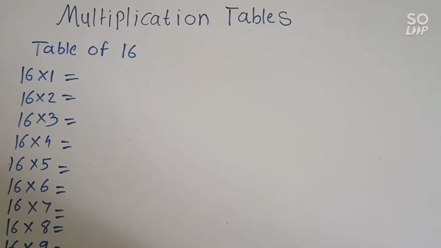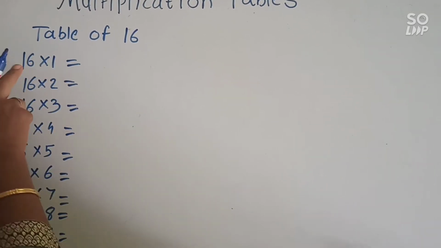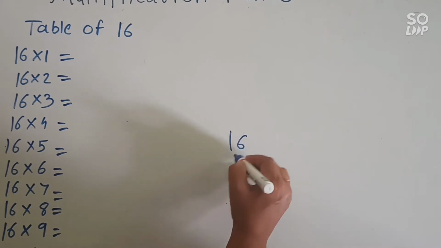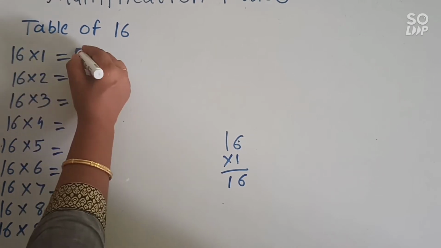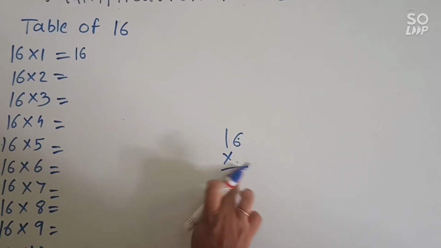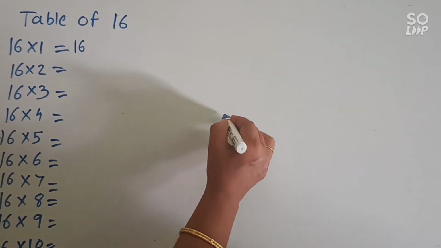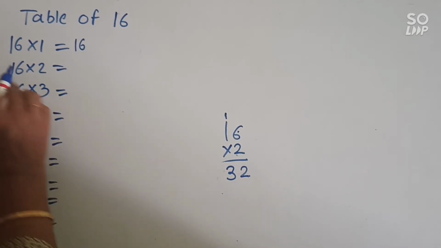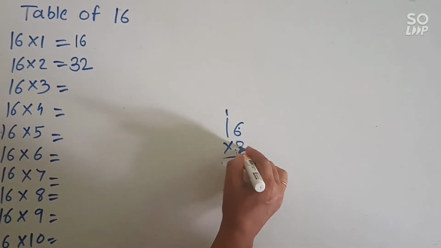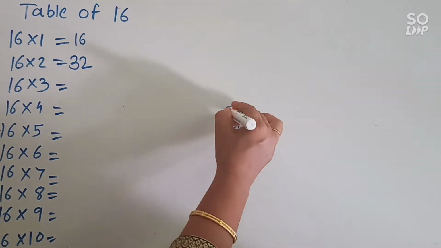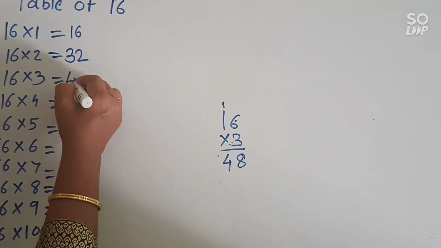another tables. Okay. Now see here how to make table of 16. 16 ones are like this. 16 ones are means 1 six is 6, 1 one is 1. So 16 ones are 16. Then 16 twos are 2 sixes are 12, 2 here, 1 carry over, 2 ones are 2 plus 1 is 3, means 16 twos are 32. Then 16 threes are 3 sixes are 18, 1 carry over, 3 ones are 3 plus 1 is 4. So 16 threes are 48.